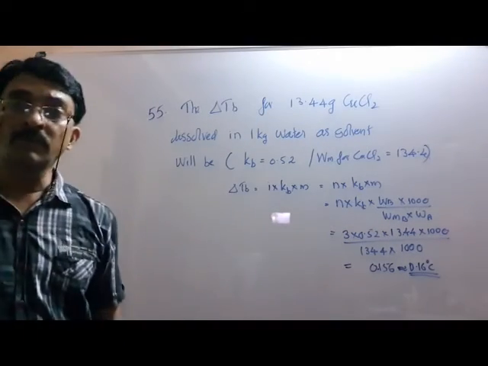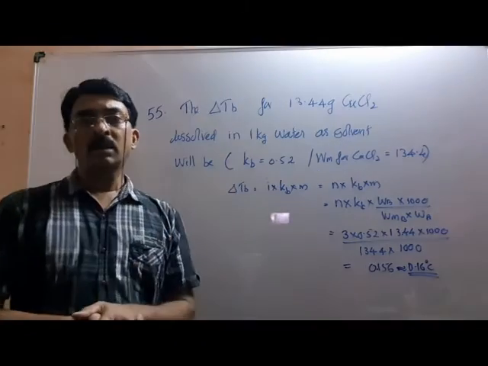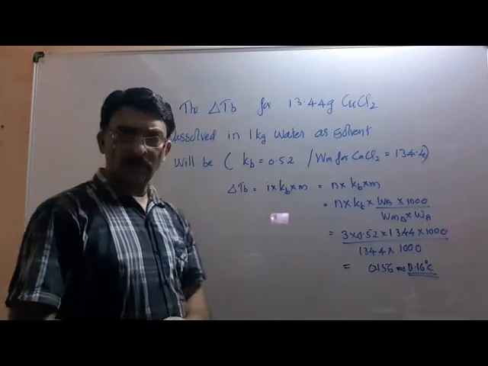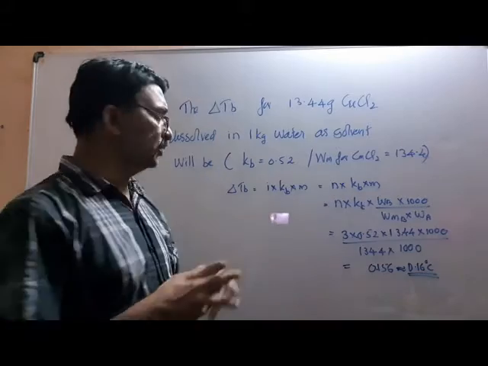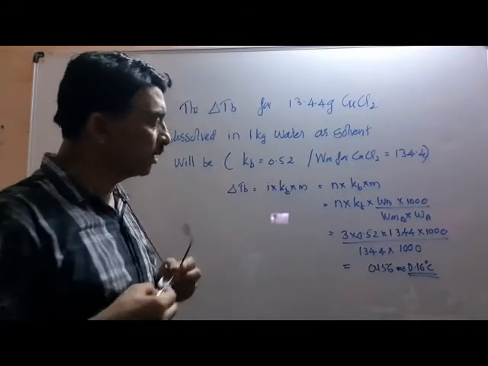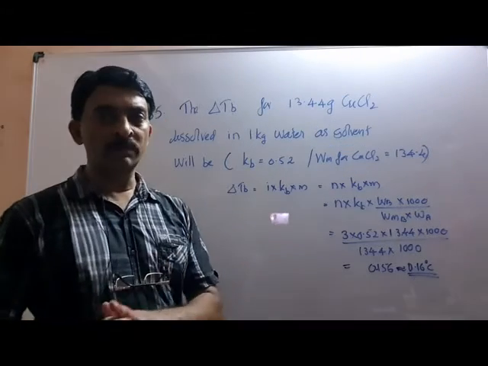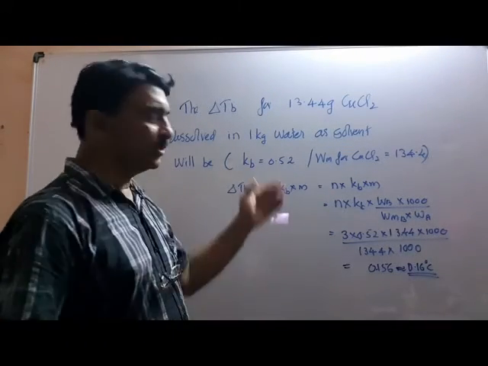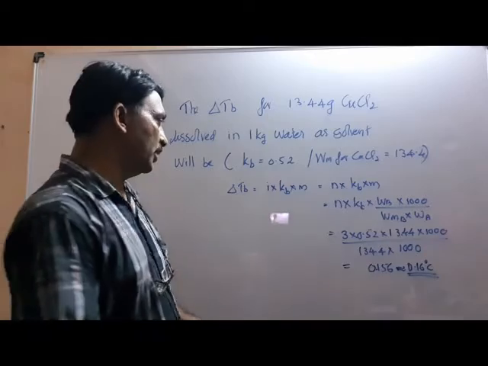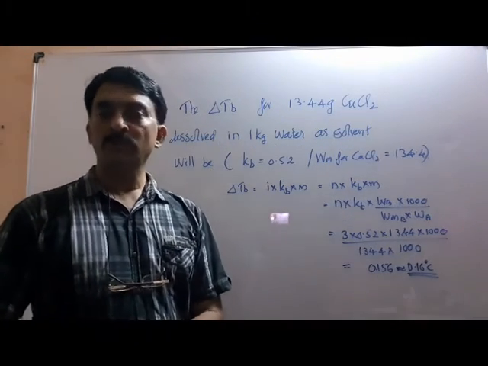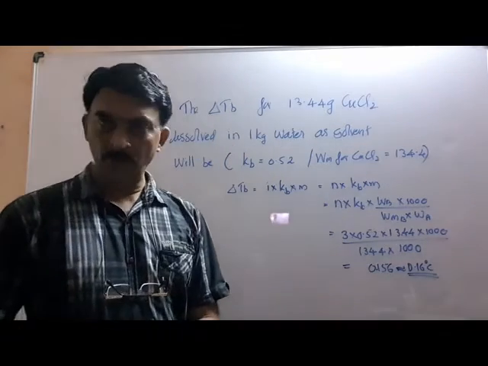Fifty-fifth question. We will do only this more, 5 questions in a stretch. The delta Tb for 13.44 gram CuCl2 dissolved in 1 kilogram water as solvent will be. Again, we have to find the elevation in boiling point. Kb value is given as 0.52. The actual value has been given. And you are also provided with the information that the molecular mass of CuCl2 is 134.4.